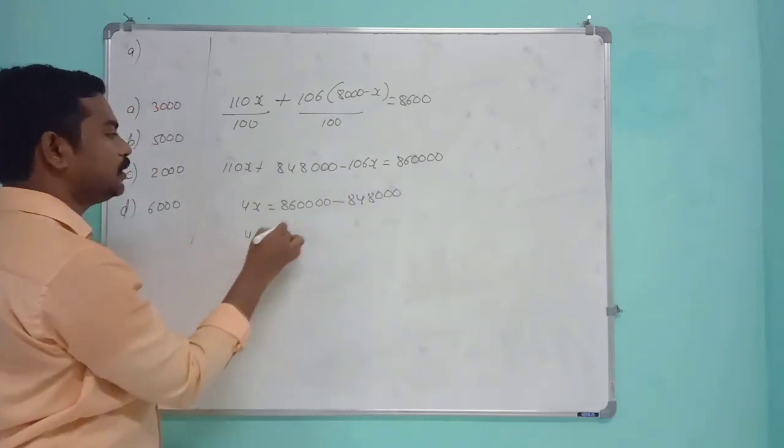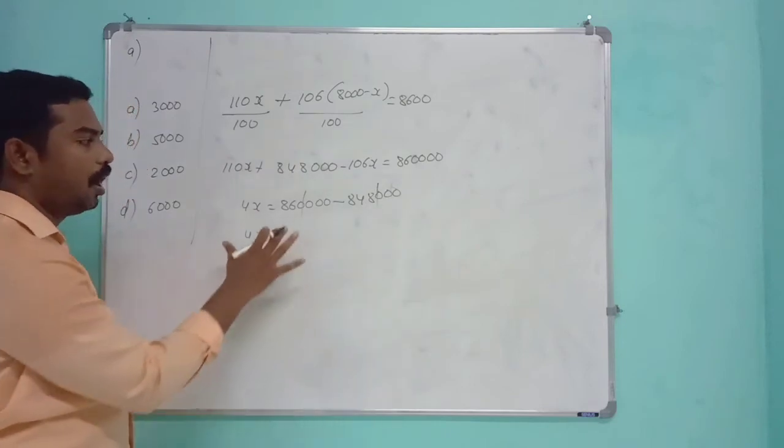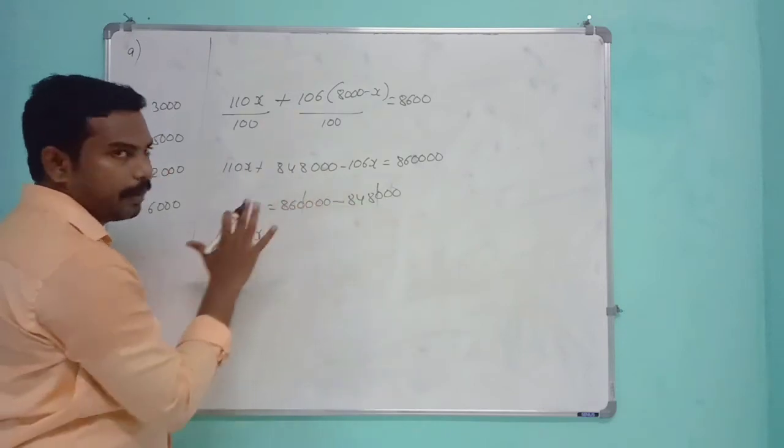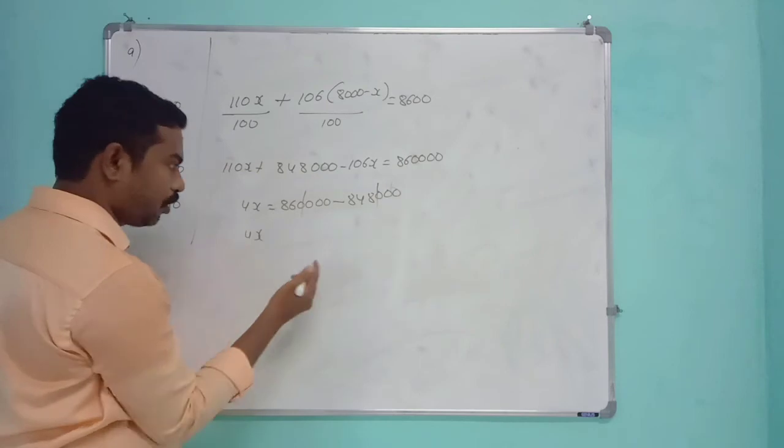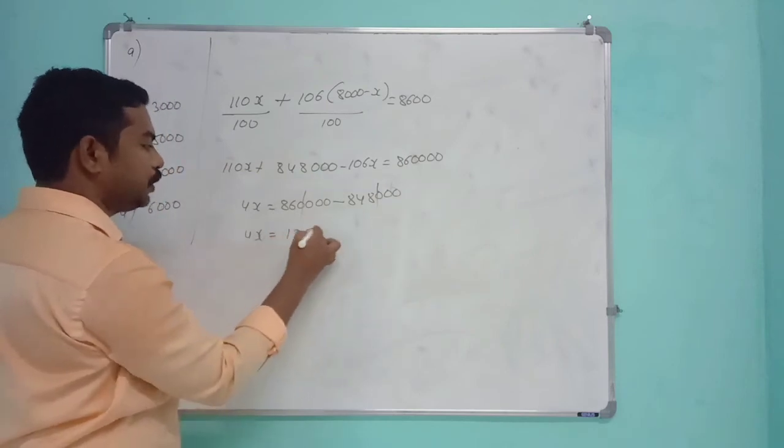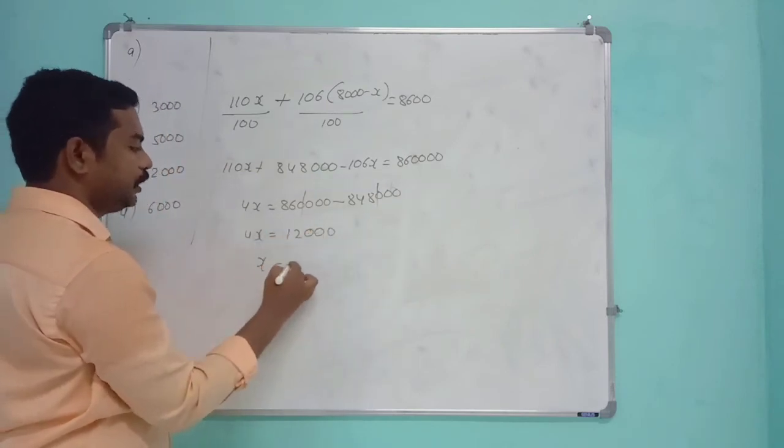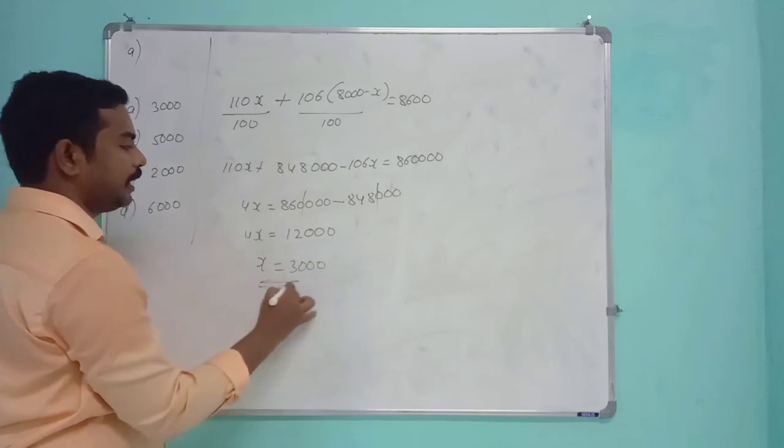Therefore 4X is, we simply forget about the zeros for now. If you subtract 848 from 860, that is simply 60 minus 48, which is nothing but 12 with 3 zeros. Therefore, the X value is 3,000. Therefore, the female population is 3,000.